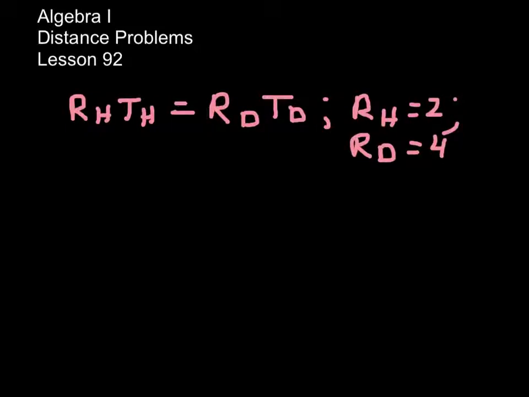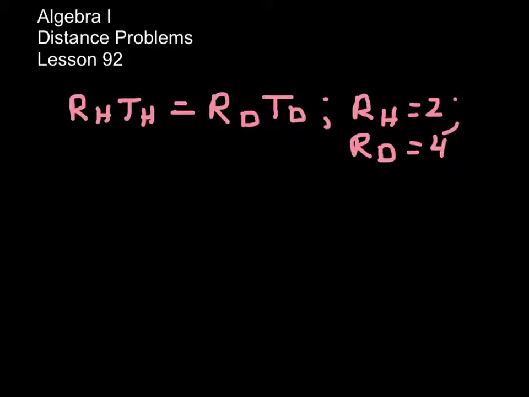Okay, these are called distance problems for lesson 98. Now we've already been working with what's been called systems of equations. For example, in the pink here, I have RHTH equals RDTD, and that's one equation. And then I also know that RH is equal to 2 and RD is equal to 4.